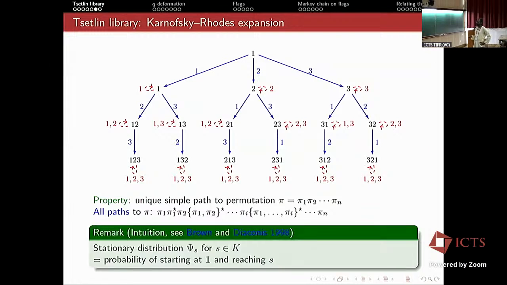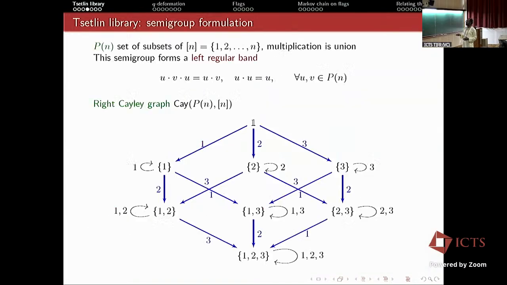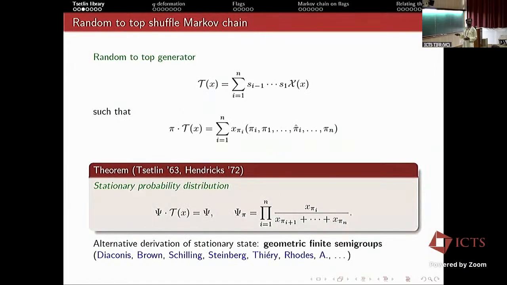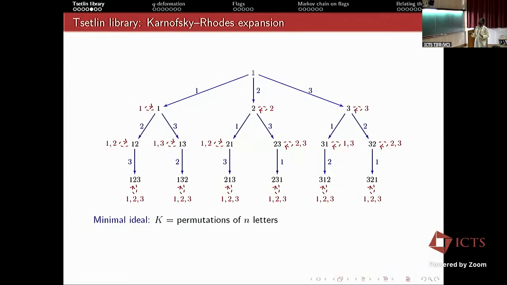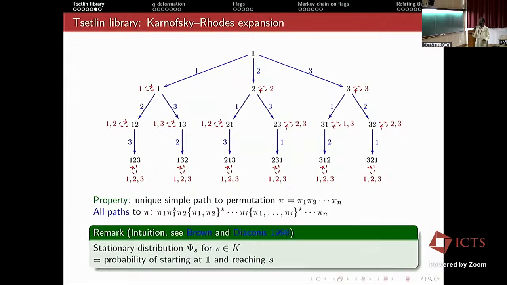And the point is that the stationary distribution is exactly the probability of starting at identity and getting up to there, where you assign probability xi to multiplication by i. Okay, so this essentially is the proof of this formula. Yeah, it's very, very nice. So this was, I think, originally due to Schützenberger. I mean, the definition of the left regular band.